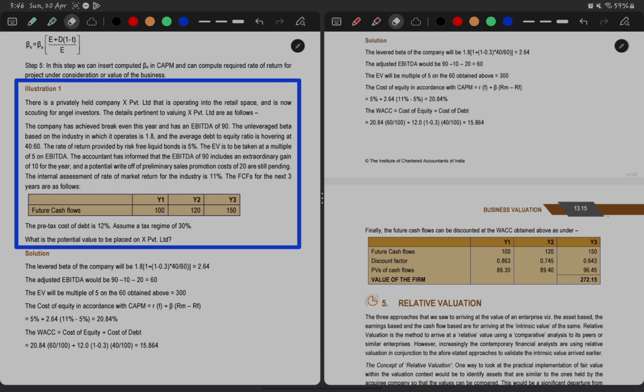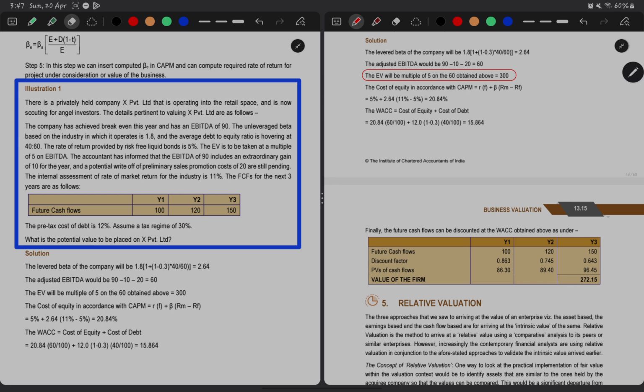Wherein we will be taking the adjusted EBITDA and then multiplying by the multiple we have. So as we have seen, 90 is the EBITDA. Then we will be reducing the extraordinary gain, and then we will be reducing the write-off of that preliminary sales promotion cost 20. So which will give us 60, multiplied by 5 will give us the enterprise value, which is nothing but 300 in our case. So this is one method of calculating the value of the firm.